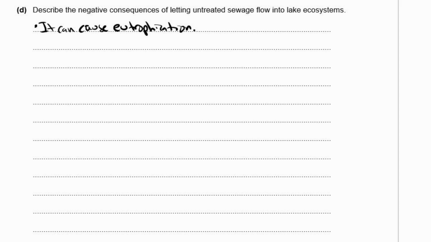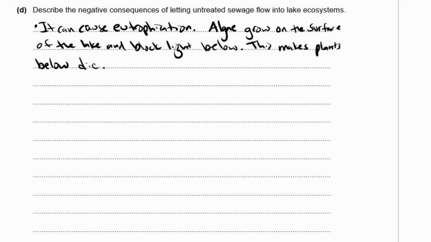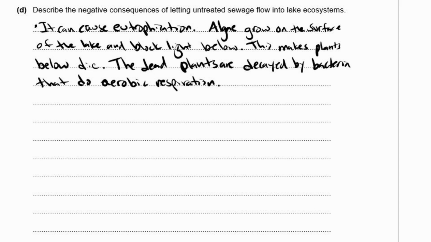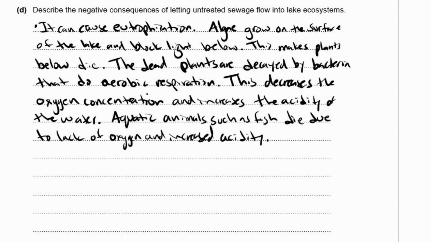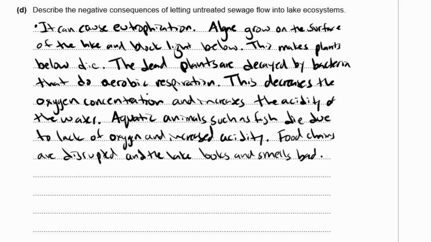So let's try and describe that here. So algae grow on the surface of the lake and block light below. This makes the plants below die. So the dead plants are decayed by bacteria that do aerobic respiration. This decreases the oxygen concentration and increases the acidity of the water because of the carbon dioxide produced. Aquatic animals such as fish die because of the lack of oxygen and the increased acidity. Food chains are disrupted and the lake looks and smells bad. Okay, that's one big thing that can happen with untreated sewage flowing into lake ecosystems.